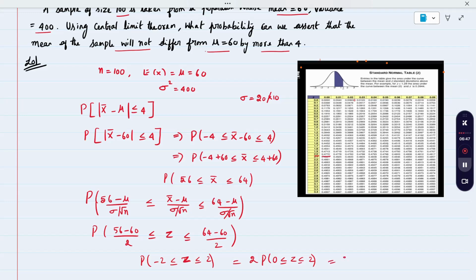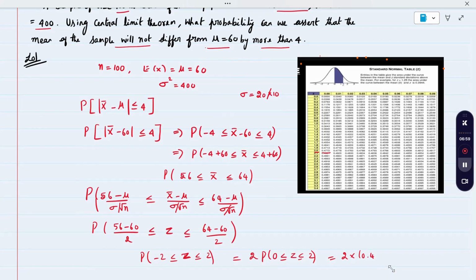0.4772. So multiply it by 2. So that is the answer for this: 0.9544.